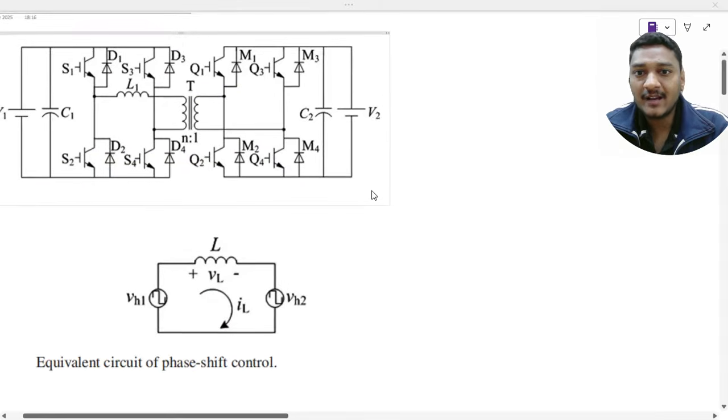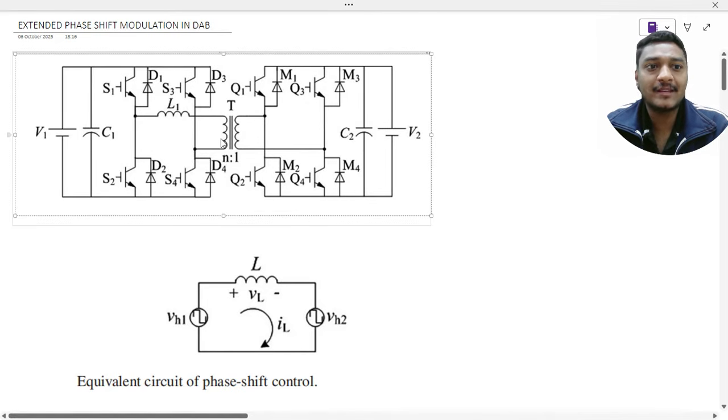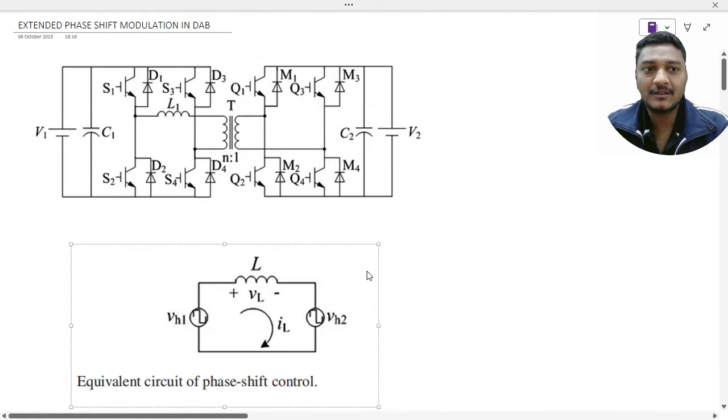So here we are on our other screen. For the extended phase shift modulation in the DAB converter, I am using one reference. I will give the link of that reference in the comment section or in the description of the video. You can use that reference, but I am going to discuss that paper in great detail with you, everything we need to understand about the extended phase shift modulation.